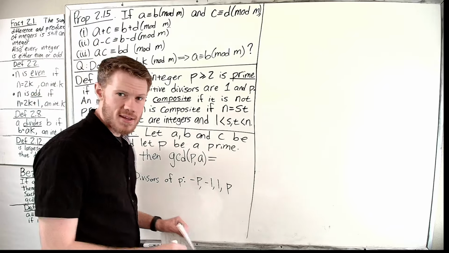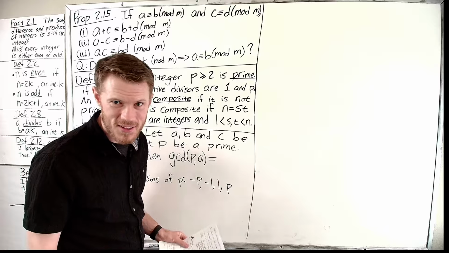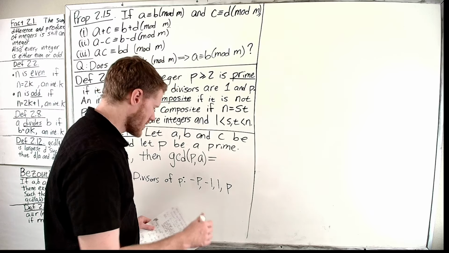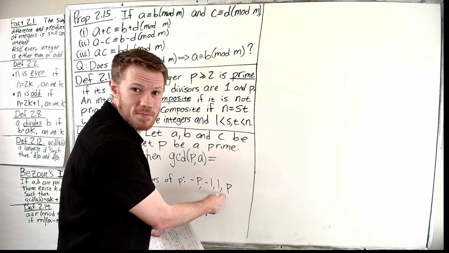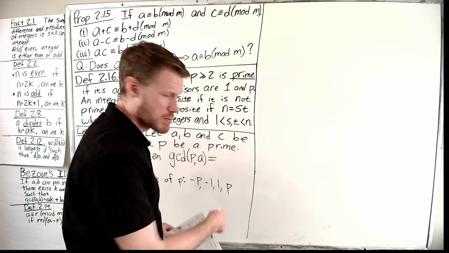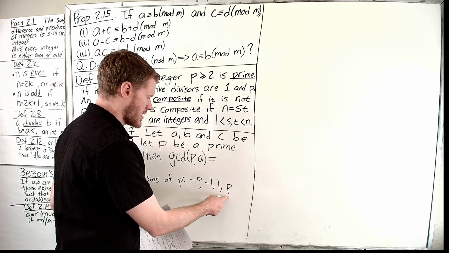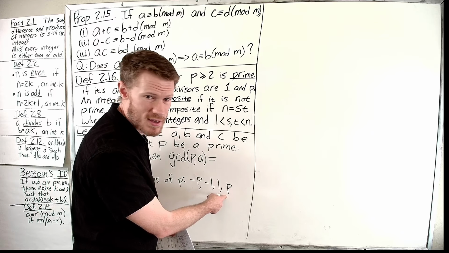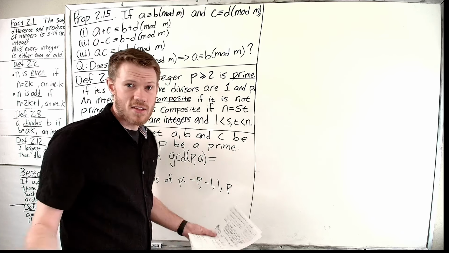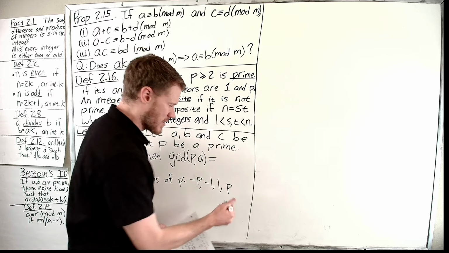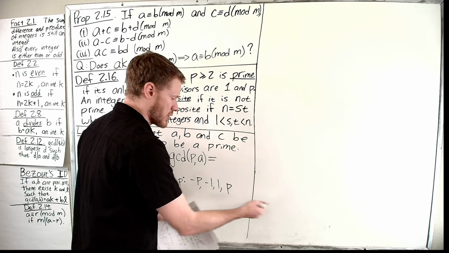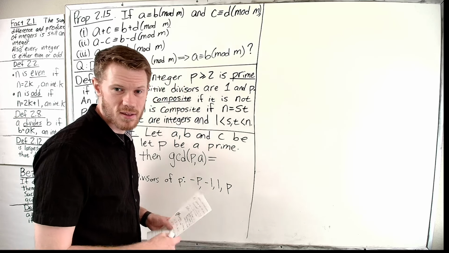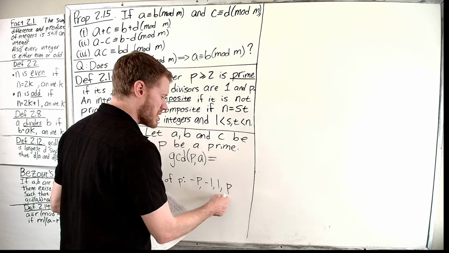So the greatest possible common divisor is p, right? Because that's the greatest thing that divides p. So if it also divides a, that's got to be the answer, because there's nothing greater that could divide both of them, because there's nothing greater that even divides p. Okay. So is p going to be the answer?